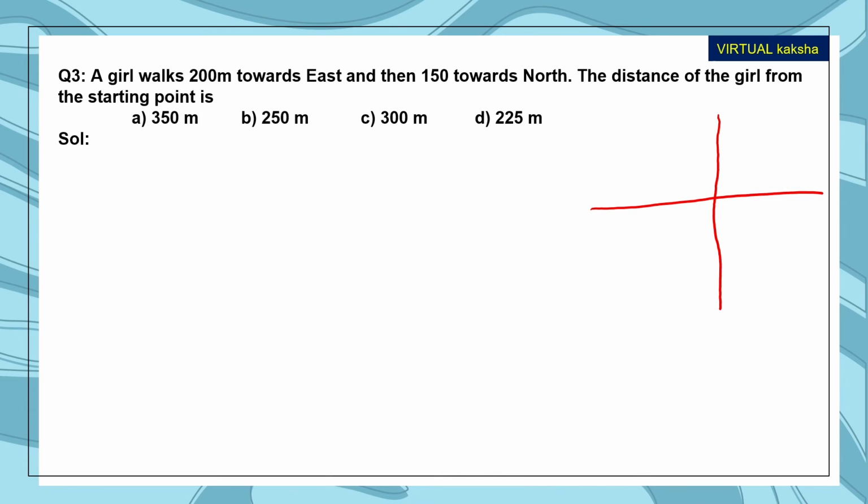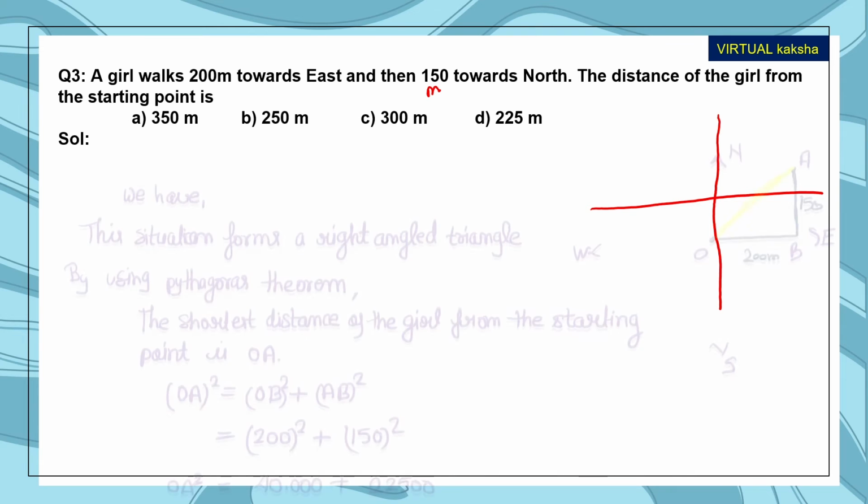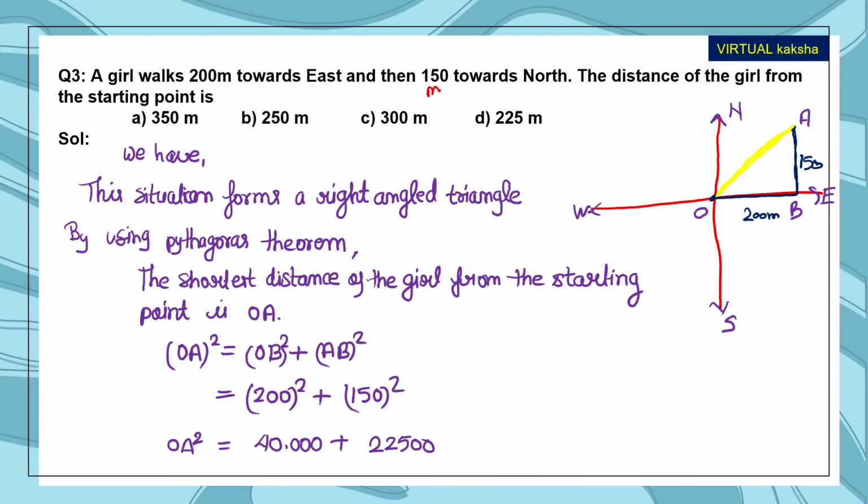A girl walks 200 meters towards east and then 150 meters towards north. The distance of the girl from the starting point is how many meters? As we can see, students, this is a scenario of a right angle triangle. From the initial point, the distance is 200 meters and then she turns towards north and goes 150 meters. The shortest distance of the girl from the starting point is OA. Since this forms a right angle triangle, we will use the Pythagoras theorem.